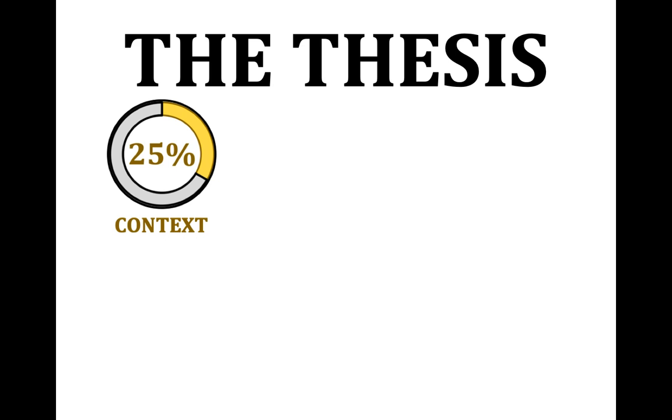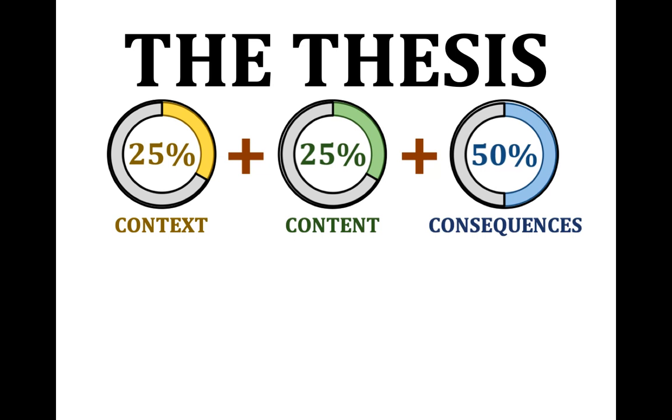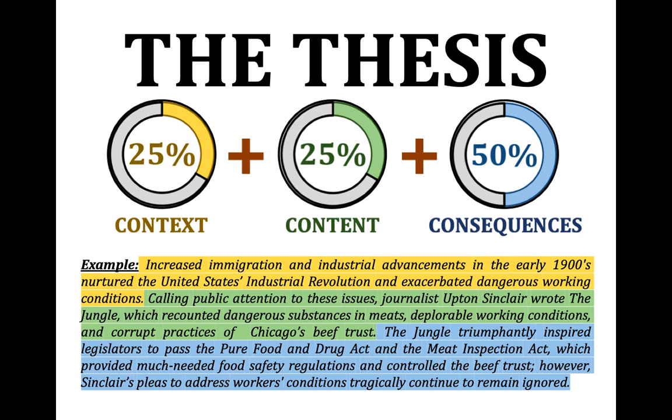So let's look at this whole thesis statement together. We have the context, we have the content, and we have the consequences. And when we put this entire thesis together, increased immigration and industrial advancements in the early 1900s nurtured the United States Industrial Revolution and exacerbated dangerous working conditions. If we have a good thesis statement, we should be able to take what we see in yellow here, and we should be able to compare it to what we see in blue and see how certain things changed. Do we talk about immigration in both sections? Not explicitly in the blue section, but it is related to the worker conditions that were ignored.